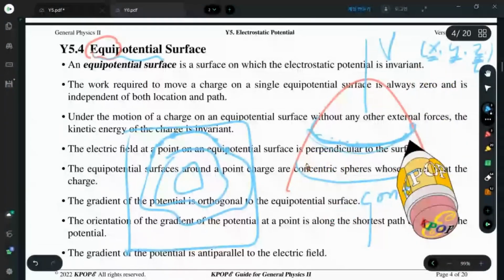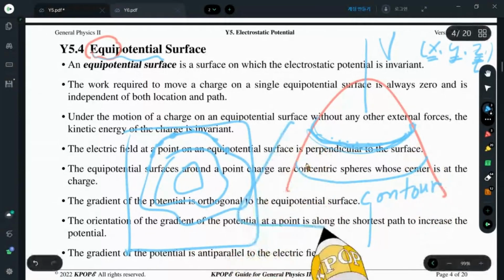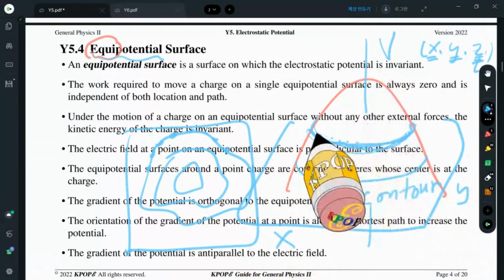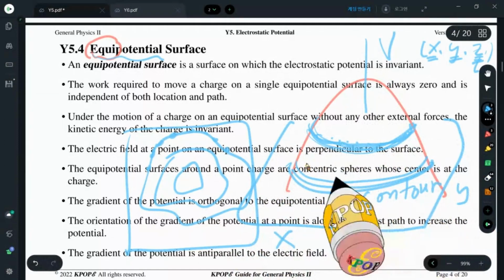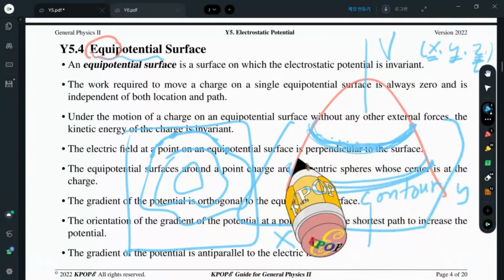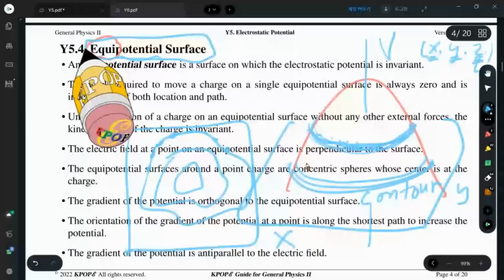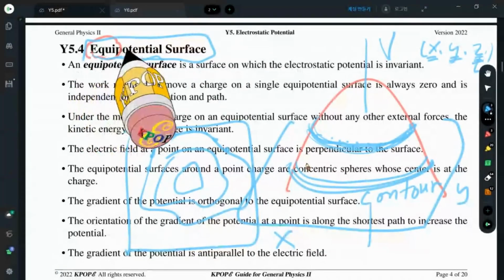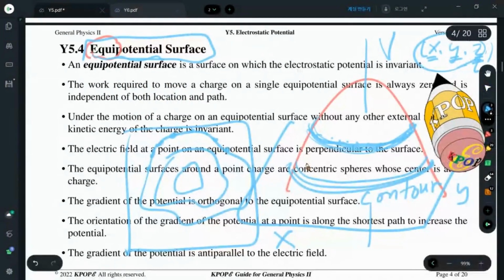Then it is not a line. It is a line in a two-dimensional distribution. This is two dimensions, and the height is a different one. The same height makes a contour that is a one-dimensional object, but the distribution of electrostatic potential, if you connect the points with the same potential, becomes a surface because we have a three-dimensional space.